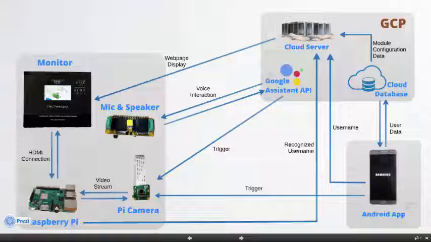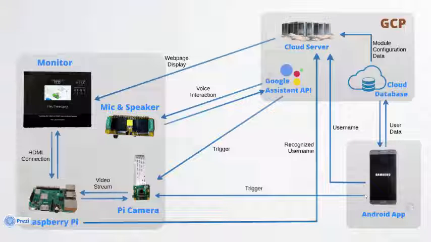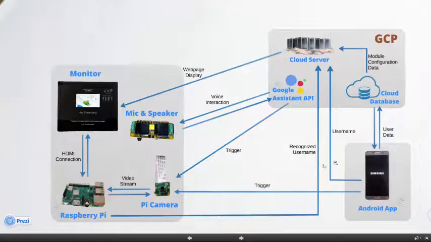The third part is the Android app. At the time of registration, users create a new account and take photos of their faces to feed the face recognition module of the Raspberry Pi. At the time of common use, users can customize the UI of the DIY mirror. That is, what modules to show and to set the position and properties of modules.